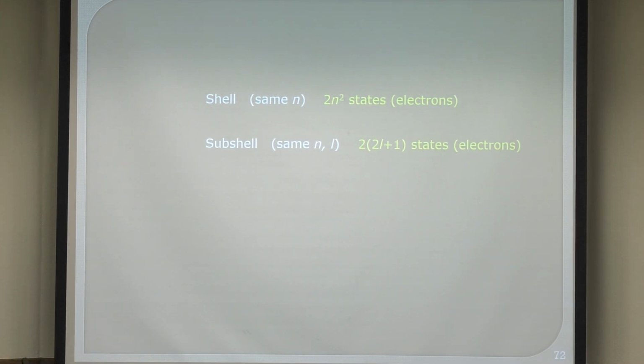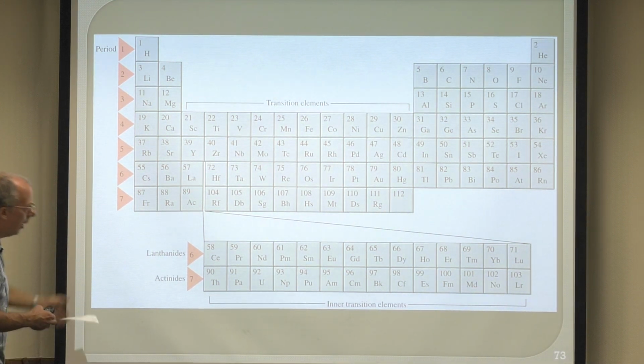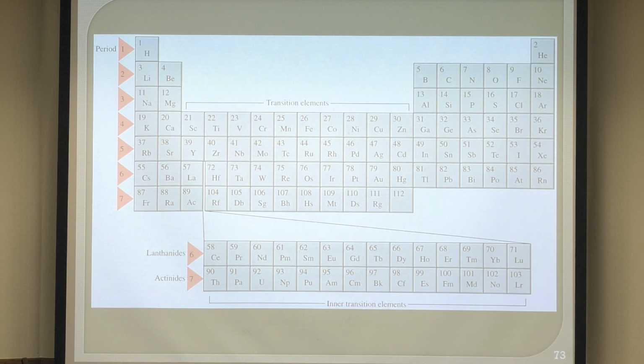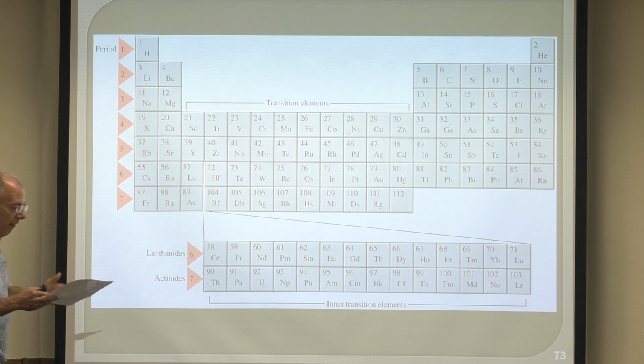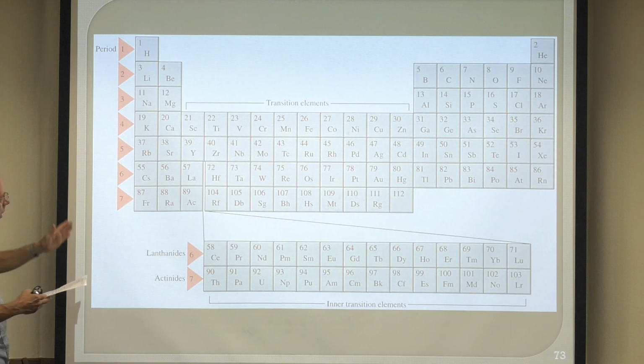So again, this is the periodic table. Finally, the periodic table. Elements with similar electron configurations have similar chemical properties. And elements with similar electron configurations or chemical properties are arranged in columns.